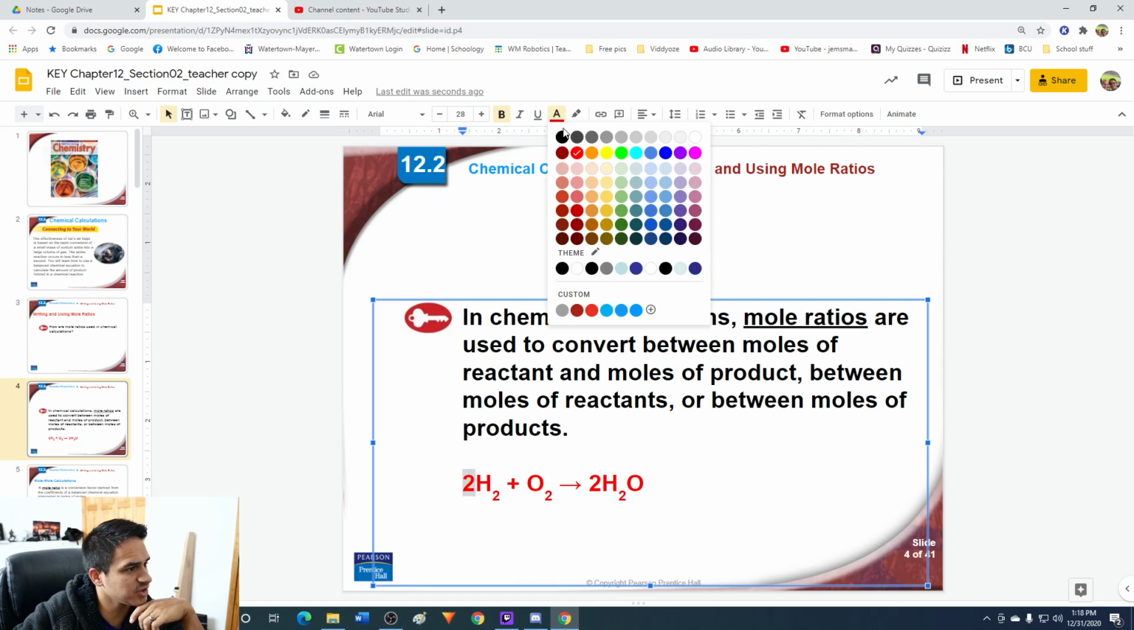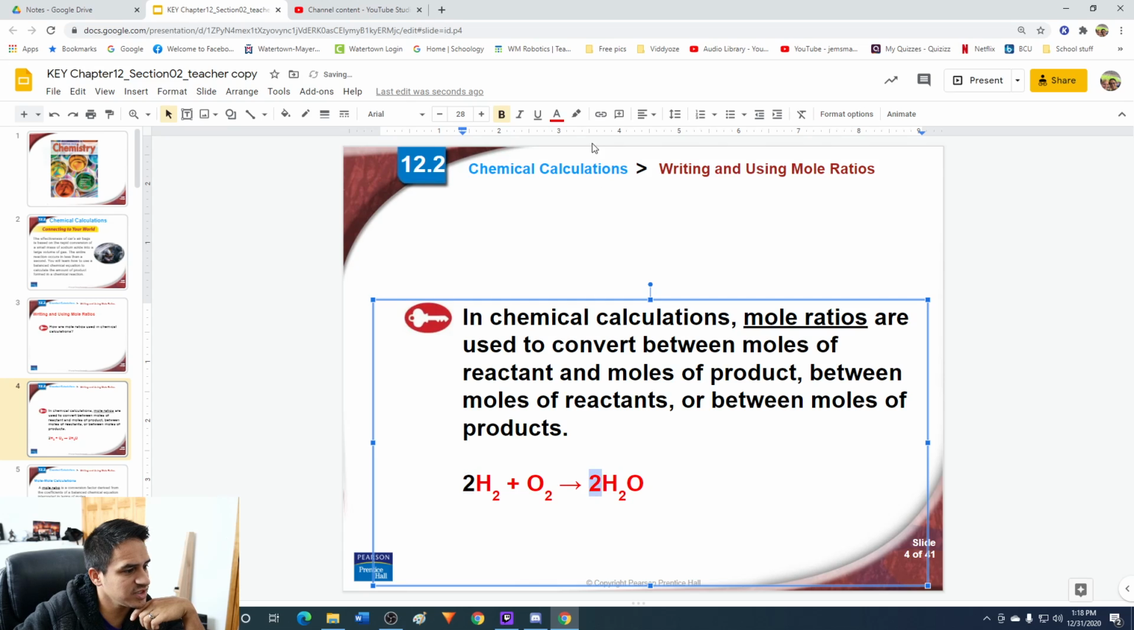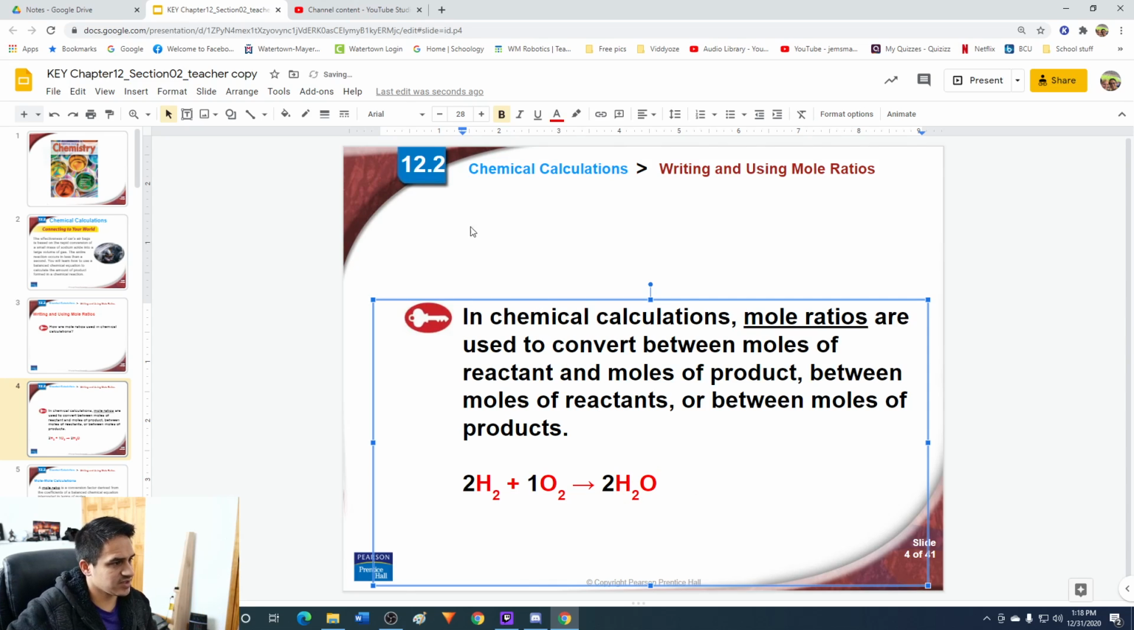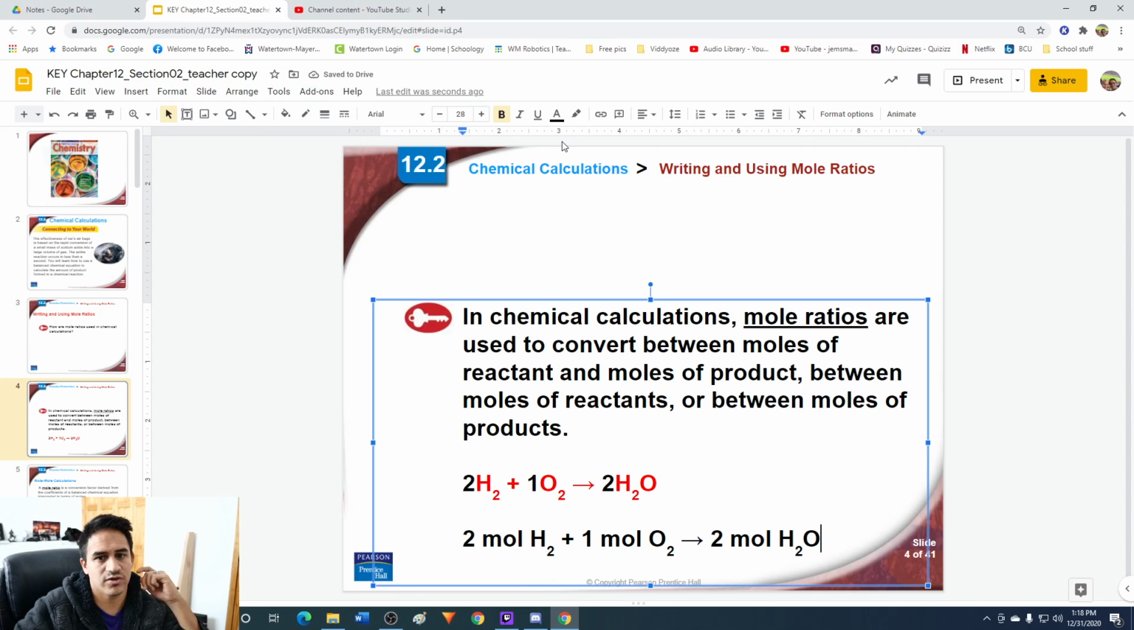This big number 2 that I've written in front of the hydrogen to balance, and this big number 2 I've written in front of the water, and technically in front of the oxygen there's a 1. Those are known as mole ratios. What that's basically saying is that if you start with 2 moles of hydrogen, you will need to react it with 1 mole of oxygen, and you will produce 2 moles of H2O. That's what that is saying. So these coefficients that we've used to balance the equation are mole ratios.